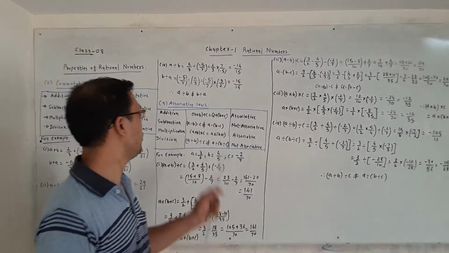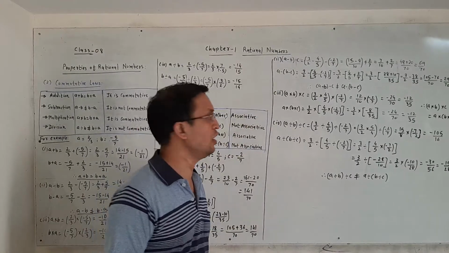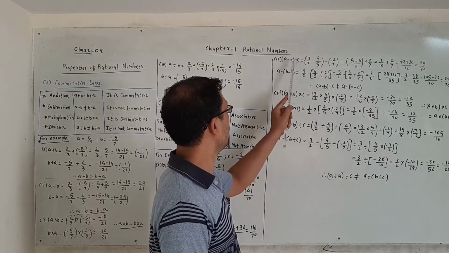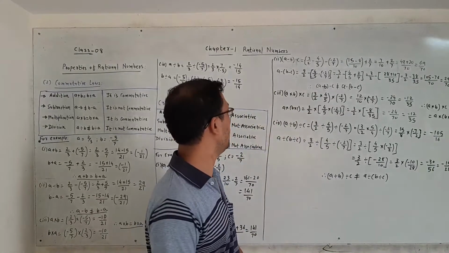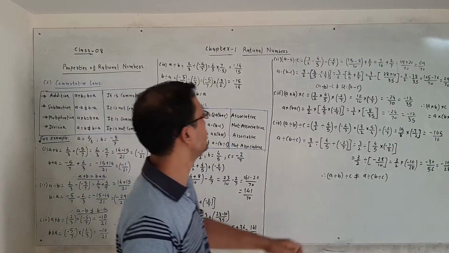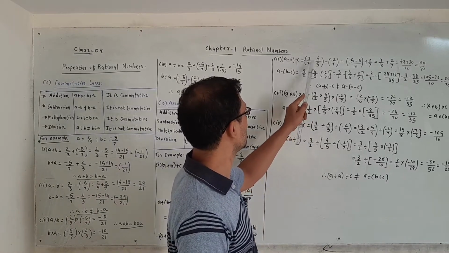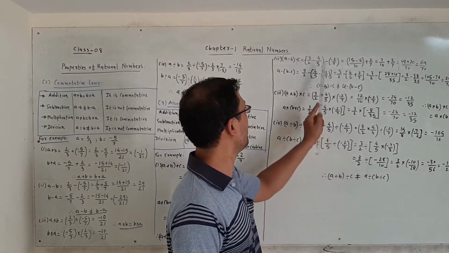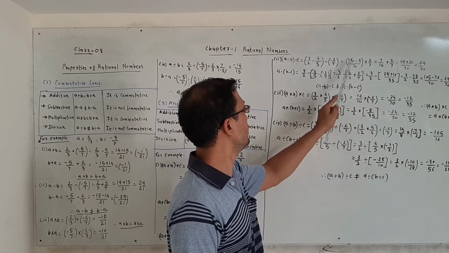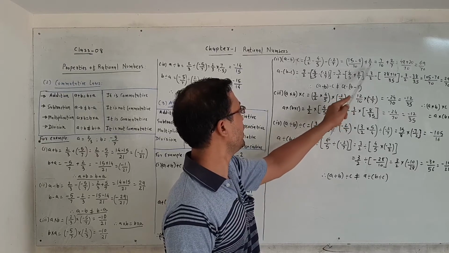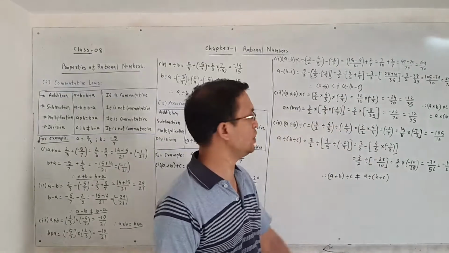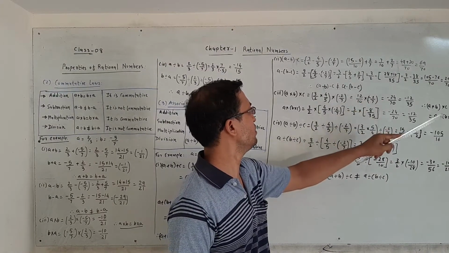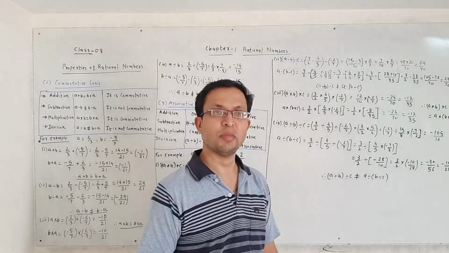Another, second one, subtraction. a minus b minus c. a means 3 by 2 minus 4 by 5 minus c means negative 2 by 7. Already we put this value. Therefore, cross multiplication: 5 times 3 is 15 minus 4 times 2 is 8 divided by 5 times 2 is 10, minus minus plus 2 by 7. That is 15 minus 8 is 7 by 10 plus 2 by 7. Again cross multiplication. 7 times 7 is 49, 10 times 2 is 20, divided by 10 times 7 is 70. That is equal to 69 by 70.